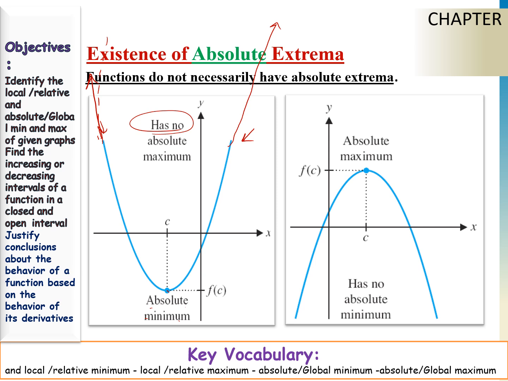Now look at figure B. In figure B, this side is going down and down and down. Similarly, this side is going down, and where will they stop? You don't know, it's an ongoing graph. That's why there is no absolute minimum. But there is a point over here, the highest point of the graph, so you will say this is the absolute maximum of the graph.